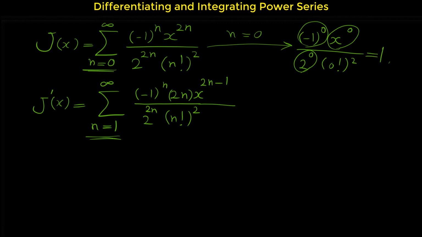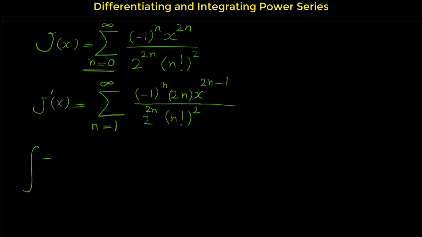And derivative of 1 is 0. So when we take derivative, the first term, which is a constant, cancels, it gets 0. And so in the J prime of x, we have to start the sigma, the index of the sigma, from 1.